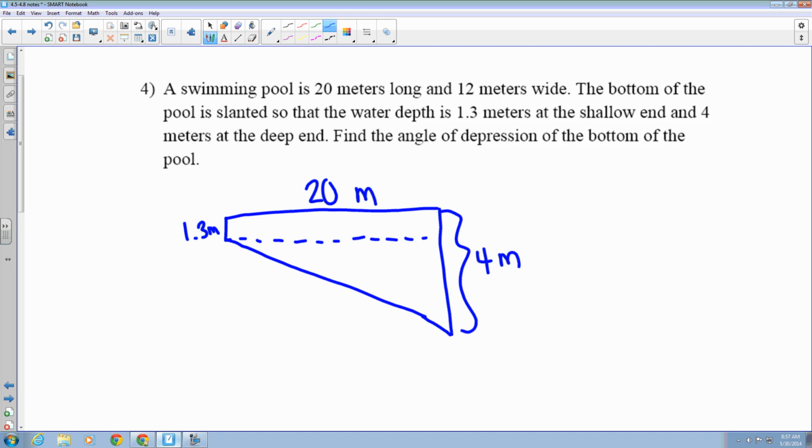Find the angle of depression. So the angle of depression is right here. Remember, it's always off the horizontal, down. So we're trying to find that angle theta right there.